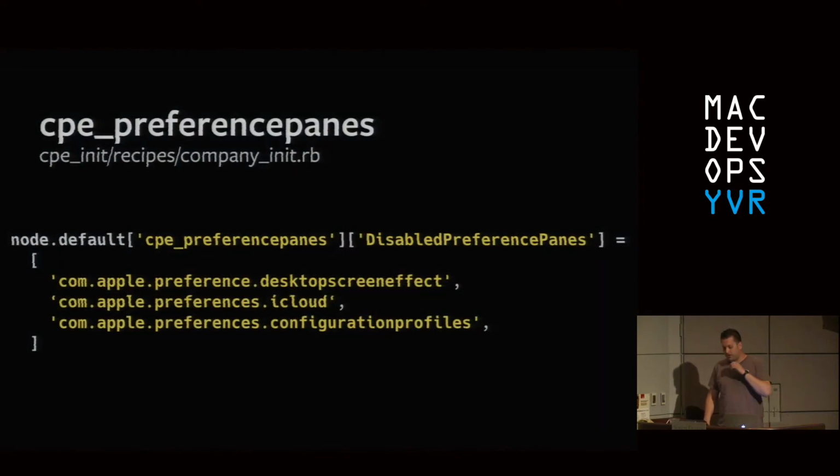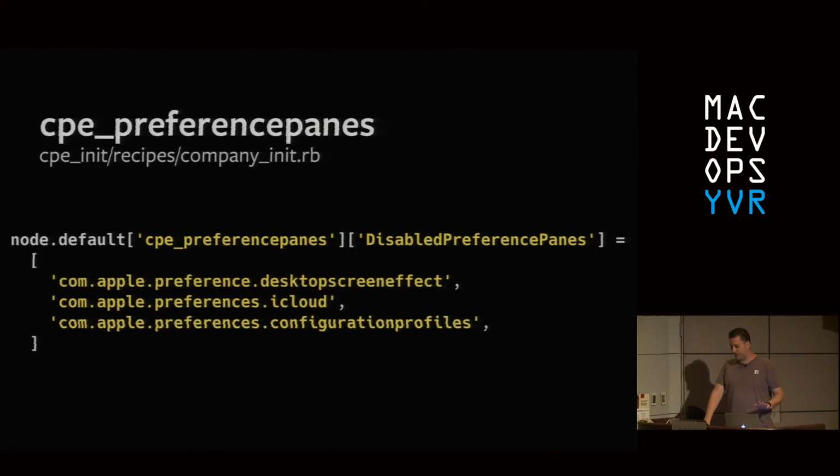Here's preference panes. Let's say we want to disable some preference panes. Say you don't want them to be able to get into profiles or iCloud settings or desktop settings for whatever reason. We feed this a list of preference pane identifiers, and it will go ahead and disable them for us. So we put this into our company init, just as you see it here, and it will add all of those to a profile and have it disable all those preferences.